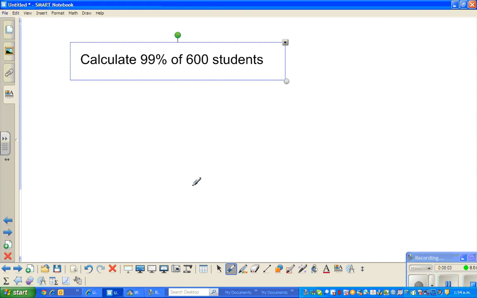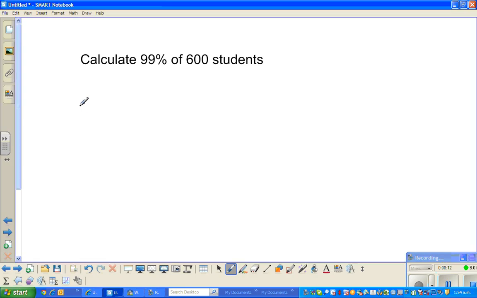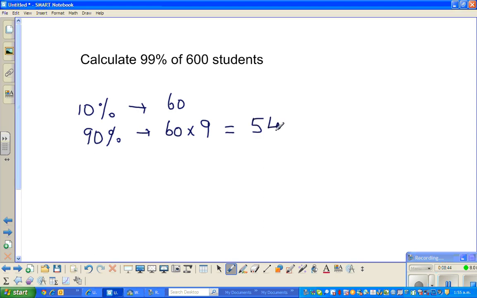Find 99% of 600. So here, let us start with, say, 10%. So 10%, again, is one-tenth, which is 60. Okay, I'm not writing students. 10% is 60. So I'm thinking, what is 9%? Oh, sorry, what is 90%? So 90% is, 10% is 60. 90% would be 9 times of this. So this is 60 times 9. You should know the times table, which is 6 times 9 is 54, and then you put a 0.